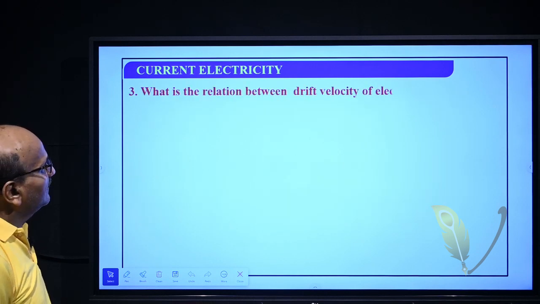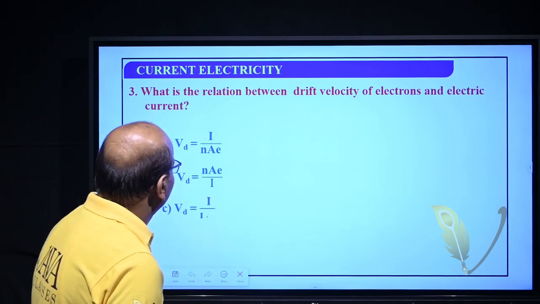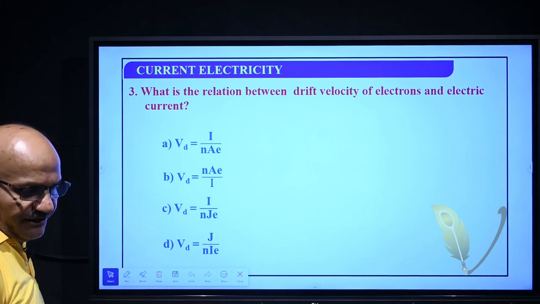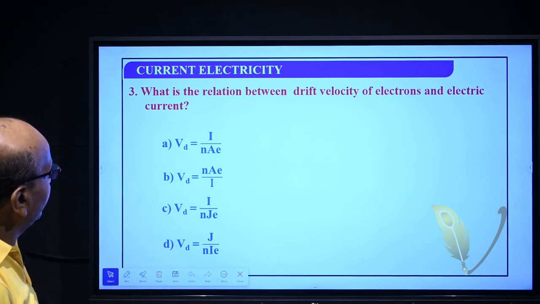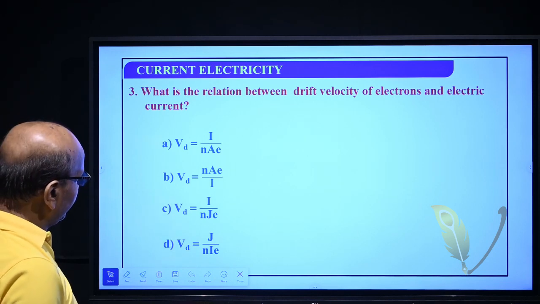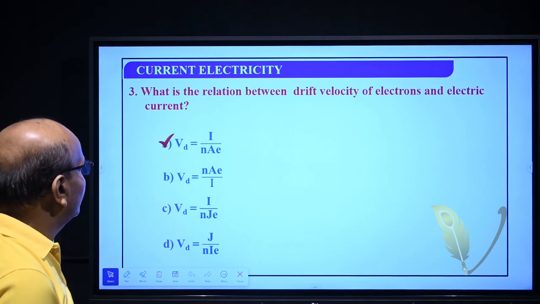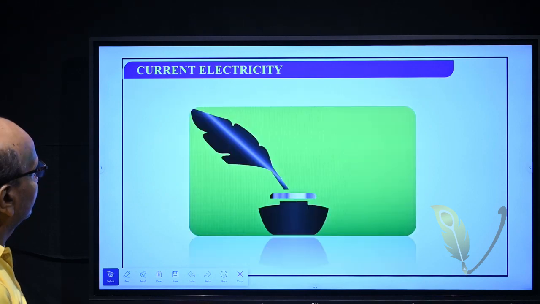So, what is the relation between drift velocity of electrons and electric current? So, drift velocity Vd is equal to I by NAE. So, the correct option is I is equal to NEA Vd, that is Vd is equal to I by NAE. Okay. Thank you.